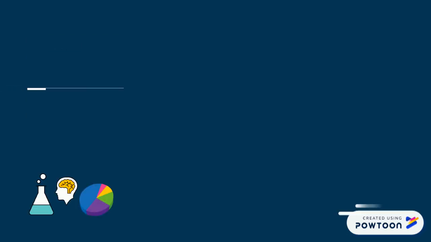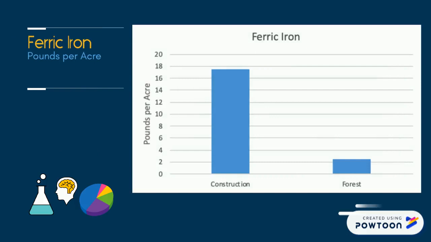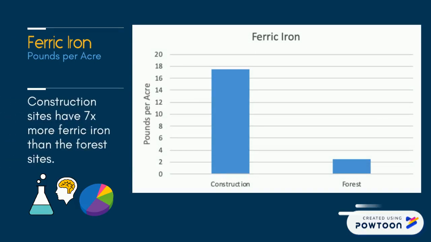Third, we looked at ferric iron, which showed particularly different results. The construction sites measured to have 7 times more ferric iron than the forest sites, at almost 18 pounds per acre, whereas the forest sites read at 3 pounds per acre.